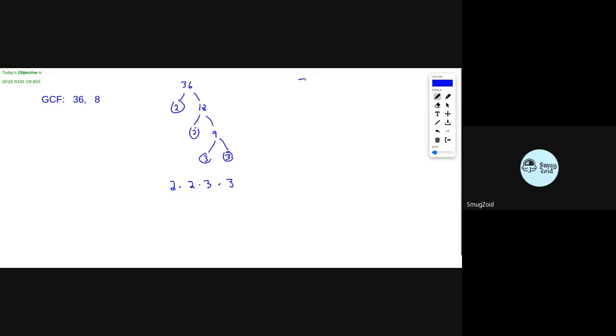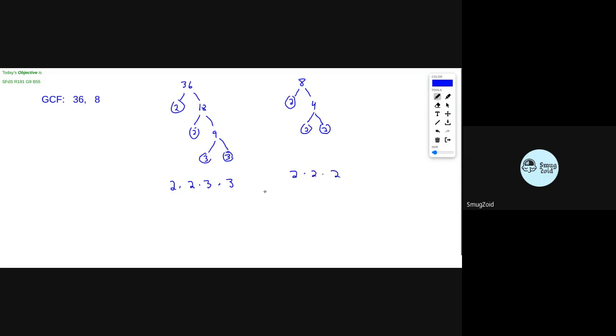And if we did 8, if I factor out the 2, that's prime, so I'm going to circle it. It becomes 4 over here. And then I can factor 4 into 2 and 2. So its respective factors are 2 times 2 times 2.